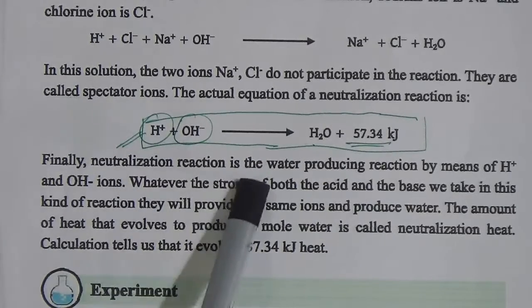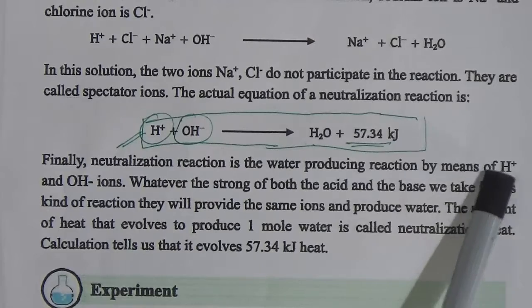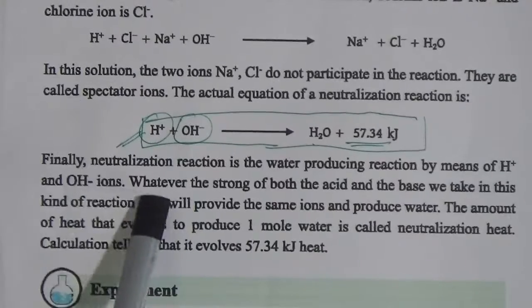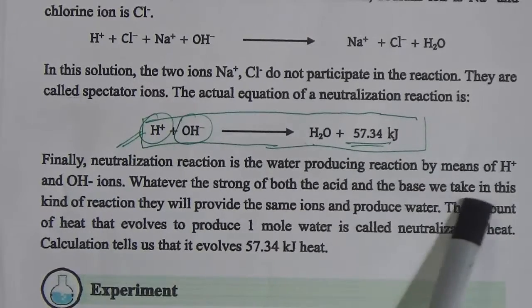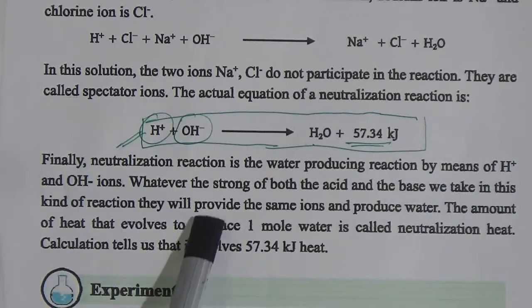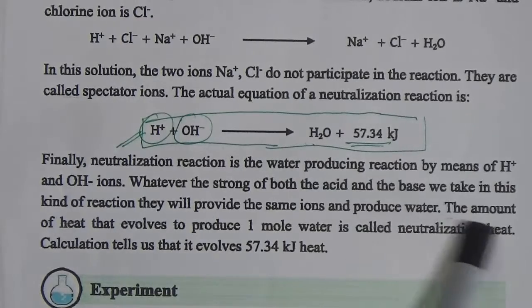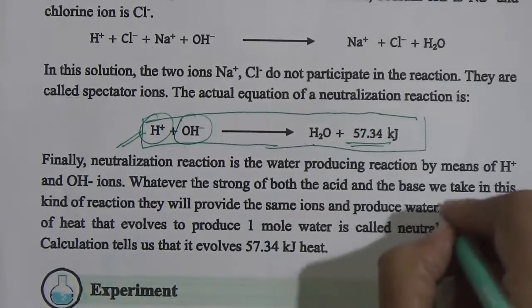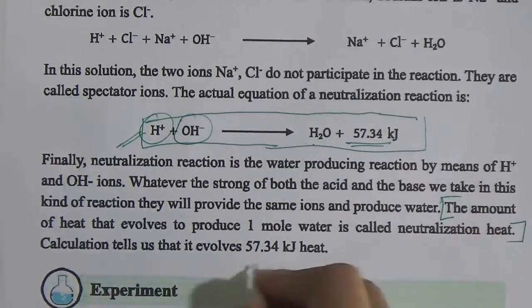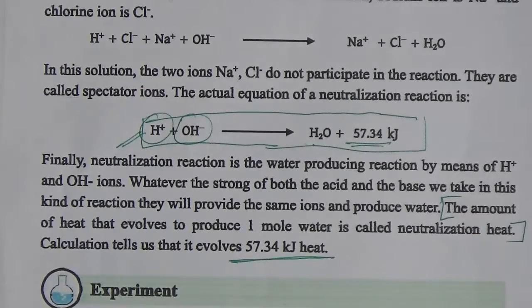That means from all acids we will get the same amount of energy. Finally, neutralization reaction is the water producing reaction, a combination of hydrogen ions and hydroxide ions. Whatever the strength of the acid or base, they will provide the same ions and produce water. The amount of heat evolved to produce 1 mole of water is called the neutralization heat. This is the definition of neutralization heat, and calculation tells that it always evolves 57.34 kilojoule heat.